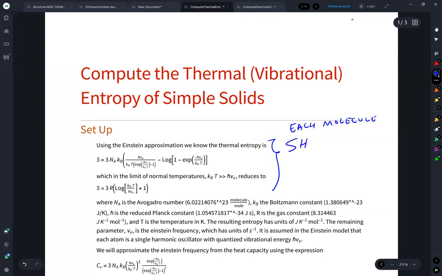Each is a simple harmonic oscillator that's isolated, and they all have the same frequency, the Einstein frequency. So here we've got the energy of the Einstein oscillator as the reduced Dirac constant times the frequency.